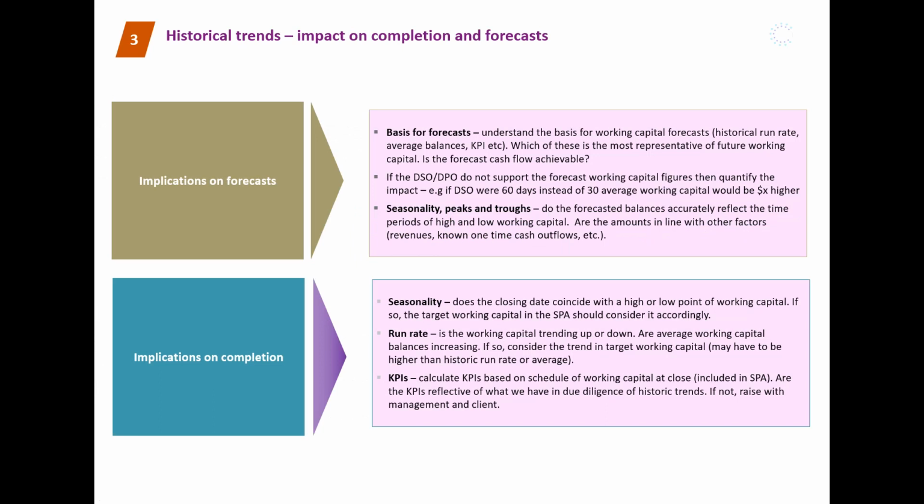So why do we look at historical trends? Well, primarily from 2 perspectives. Number 1 is for forecast, and number 2 is for implications on completion. This is really just to summarize some of the key points we've already made. From the perspective of forecasts, it's really understanding the trends in working capital, the movements in those KPIs, where is the room for improvement, where are the inefficiencies, where are the efficiencies that might not improve, and then as a basis for modeling that out over a long period of time. So it's really important to understand those drivers, the seasonality, the peaks, the troughs, the changes, to accurately model that.